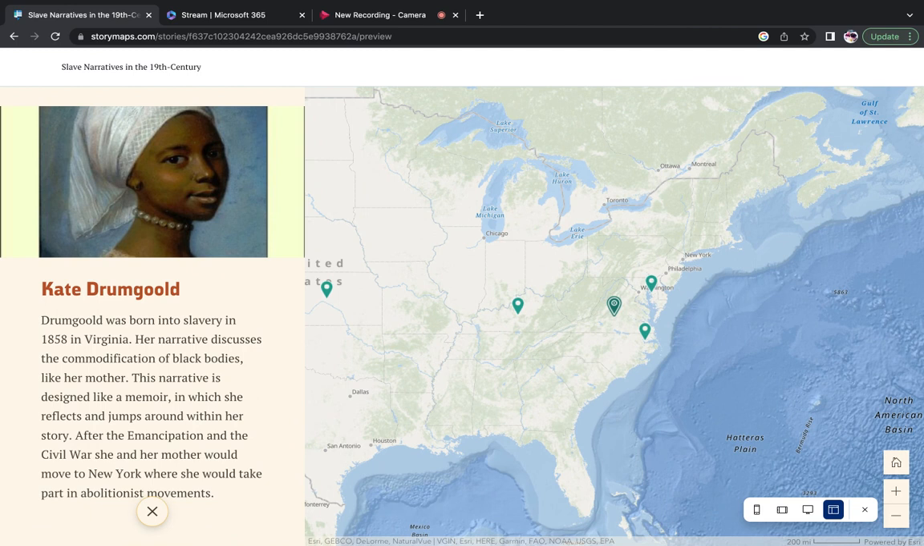Kate Drumgold was born into slavery in 1858 in Virginia. One of the experiences that she talks about in her narrative is the selling of her mother when she was a young girl. Her mother was sold to a poor white man as collateral so that man could take the place of her enslaver in the Civil War.